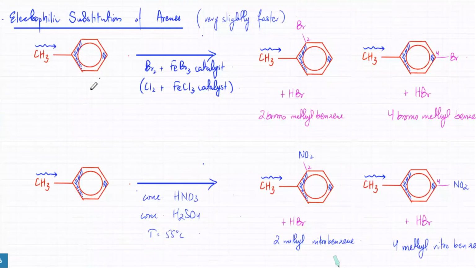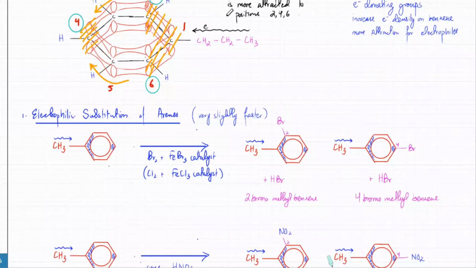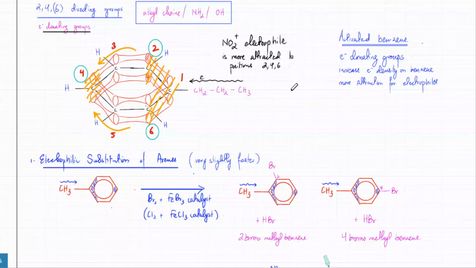Then we talked about electrophilic substitution of arenes. I told you that if you have an alkyl chain attached to a benzene, the alkyl chain has a very slight electron donating effect, which is why the reaction conditions would almost be the same. It's just going to be very slightly faster. The reason is that because of the electrons being donated by the group attached to it, the electron density on the benzene becomes higher, which is why it's a lot more interested in the NO2+. So the attraction for the electrophile would be slightly stronger.